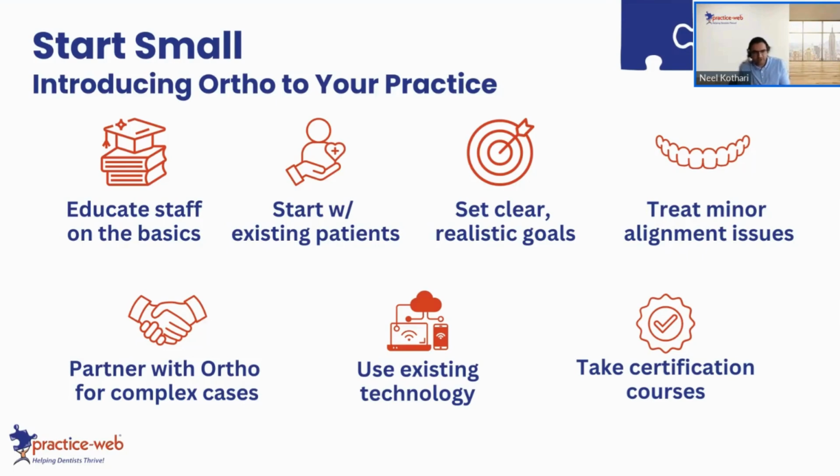Try to educate your staff. The next thing is to start with existing patients. We're going to talk about how to find out which of your existing patients would be eligible for ortho. Then set clear, realistic goals, like how many ortho starts you want per month. Track whether you're reaching that goal and what kind of production numbers you want. Goal setting is important.